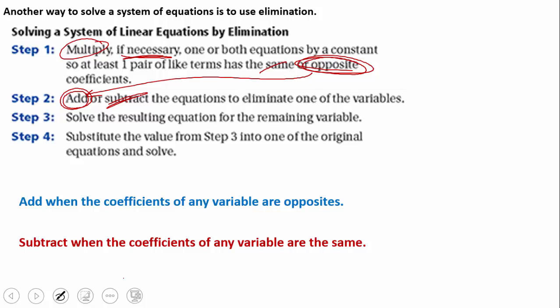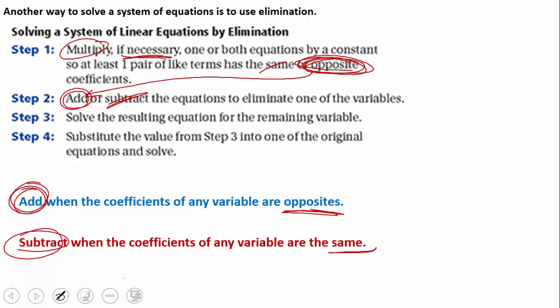So right down here, I just mentioned it. We add when the variable coefficients are opposite. We subtract when the variable coefficients are the same. We don't want to subtract if we don't have to. It involves more work. So if we end up doing step 1, we're going to do it so that we end up adding. In other words, we're going to create opposite coefficients of like terms.